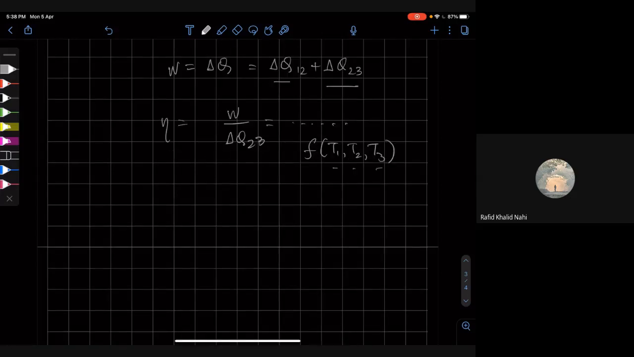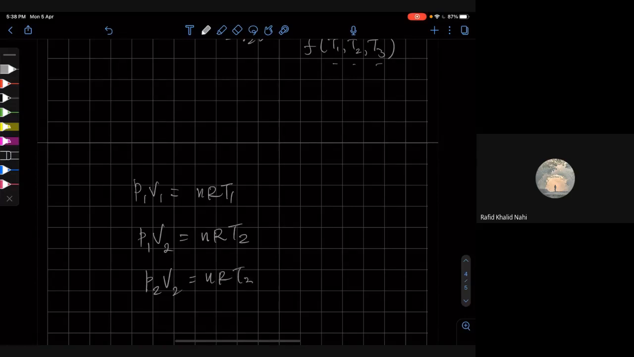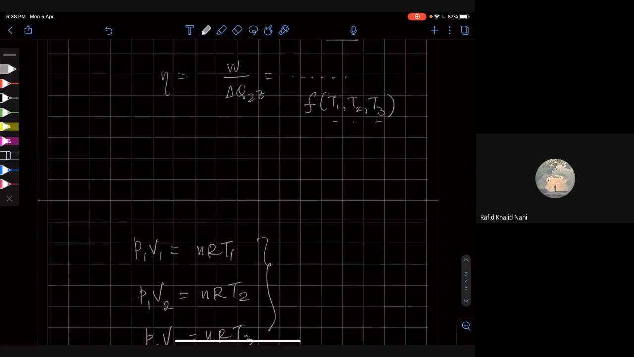But then you're dealing with an ideal gas. That means that P1 V1 must be equal to nRT1, then P1 V2 must be equal to nRT2, and then P2 V2 must be equal to nRT3. So you can take various ratios and get rid of the T's here, and you should be able to get the correct expression for eta. Okay.